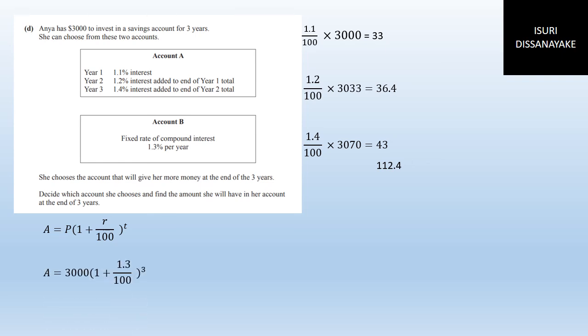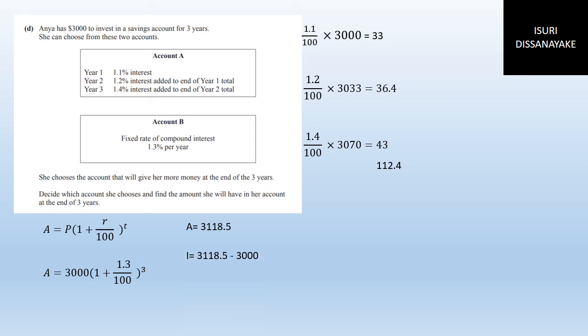Now let's calculate for account B, which is compound interest. Principal amount is 3,000 while the interest rate is 1.3. So 1.3 divided by 100 added to 1, to the power 3, multiplied by 3,000. You have to use the calculator and your answer is 3,118.5. This is the total amount, not only the interest.